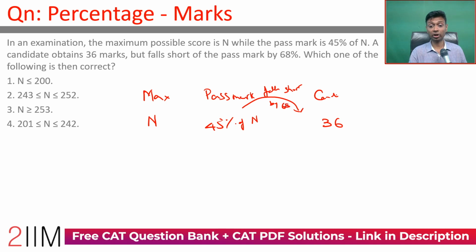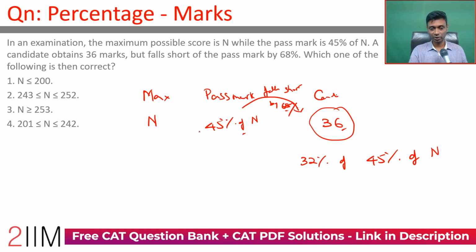By 68%, sorry, not 65%. Falls short by 68%. So this 36 falls short of 45% of n by 68%, or this 36 is 32% of 45% of n. It falls short by 68%, or you take this number, reduce it by 68%, we'll get this. If you reduce something by 68%, it becomes 32% of whatever it was. This number is 36. With this we can find n, and then we can see what we need to answer. Like in this case, the question asks us for something about n.